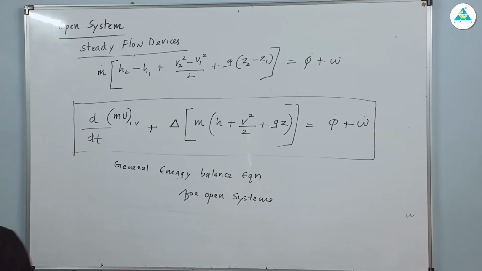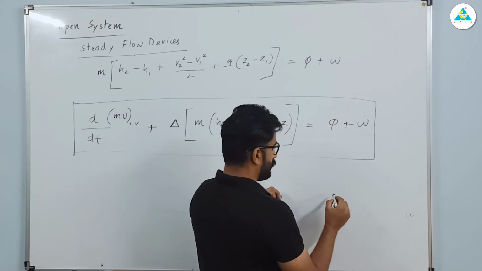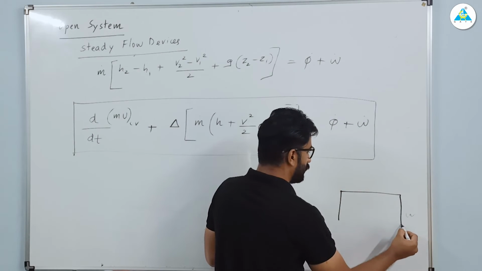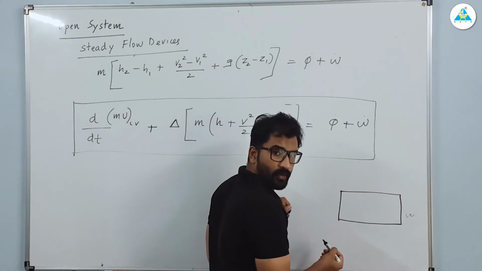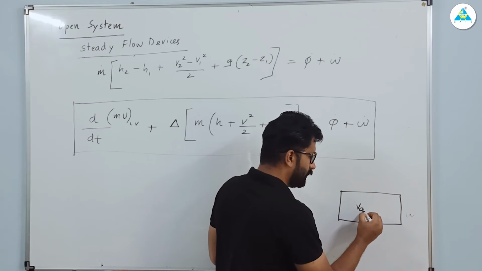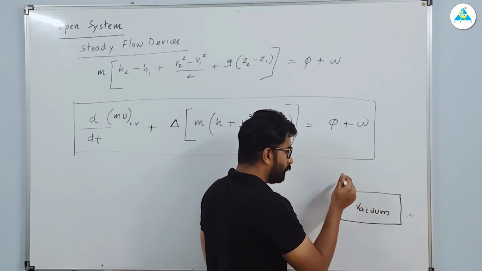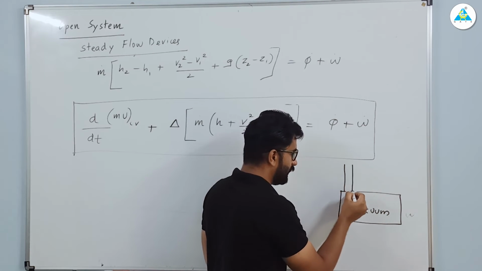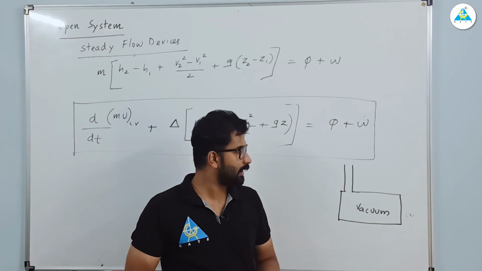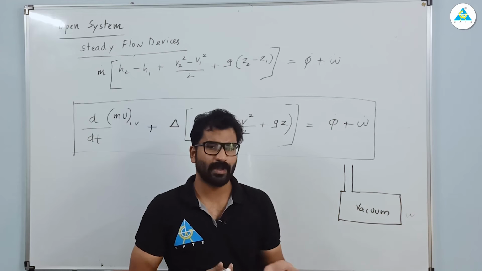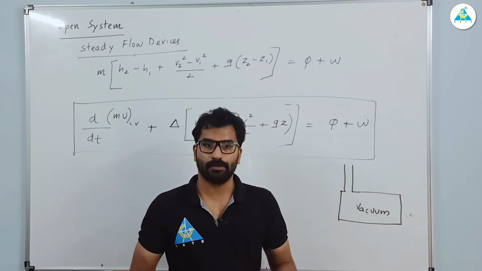Now let me write the question once again. You have an insulated evacuated chamber, right? That is an evacuated tank. What is the meaning of evacuated tank? You have vacuum present inside this. Now with a constant pressure line, we are filling a gas against vacuum. Right? Filling the gas against vacuum is what? Free expansion. But this is not a closed system.